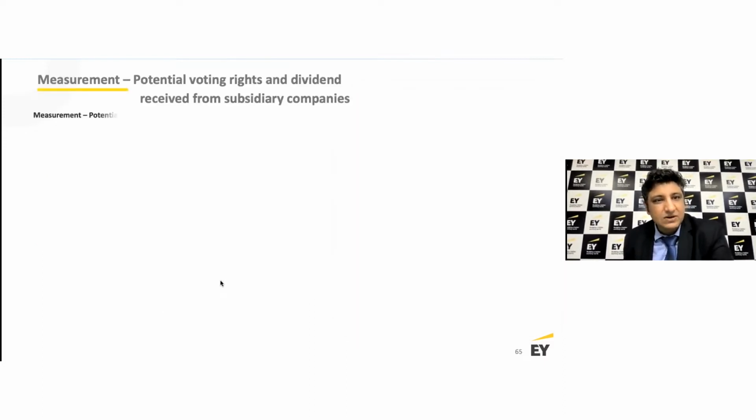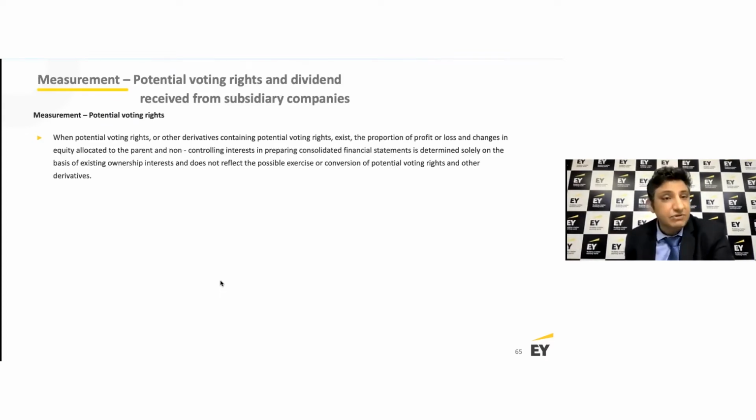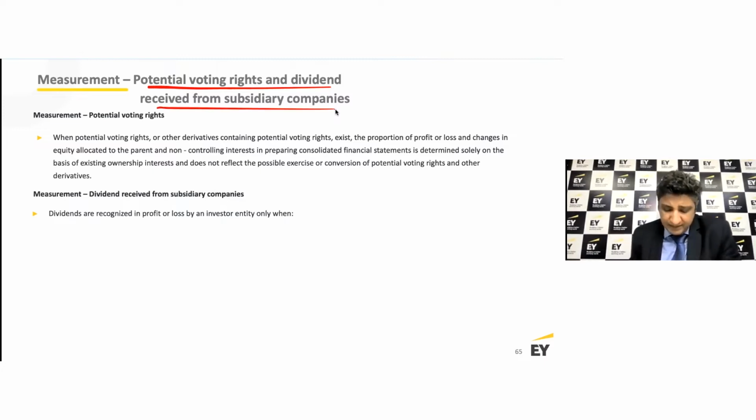Let's have a look at the other concept, where we say: what if there are potential voting rights and there is a dividend received from a subsidiary? Importantly, you need to remember and take care when there are potential voting rights, for example derivatives or convertible debt, which offer potential voting rights eventually in future. They would be considered for determining whether there's control or not.